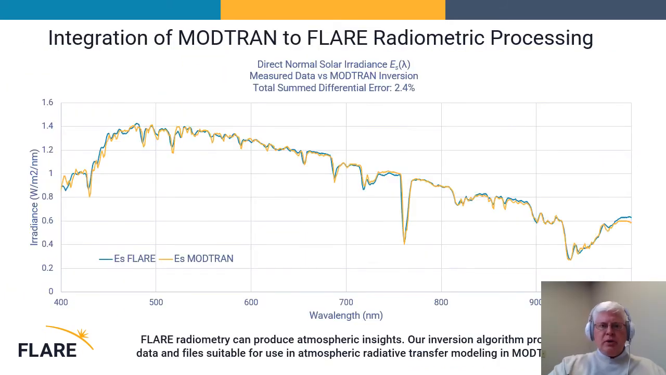So the radiometer does the measurement of the sun and measures the downwelling transmittance of the atmosphere. Then we use Modtran to pin that downwelling measurement to an upwelling atmospheric model. This FLAIR radiometry can produce atmospheric insights as well as the radiometric data that we're interested for the satellite performance. And the inversion algorithm is suitable for atmospheric radiative transfer modeling.